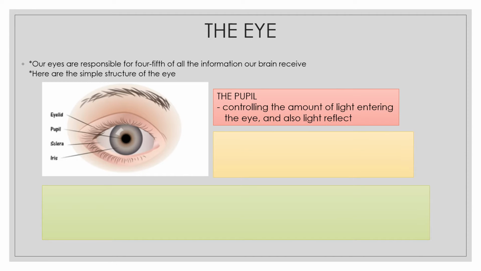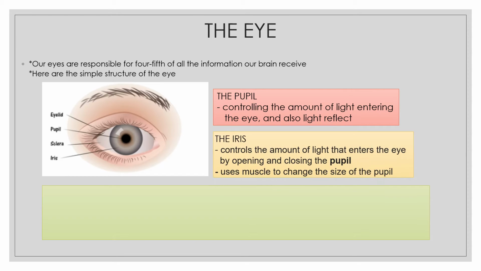So what is a pupil? The pupil is to control the amount of light entering the eye and also light reflect. The iris is to control the amount of light that enters the eye by opening and closing the pupil. It uses muscle to change the size of the pupil.